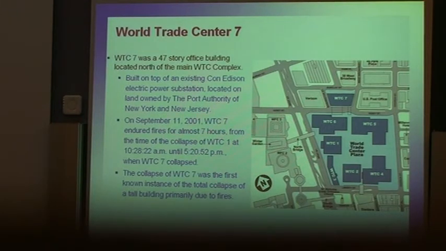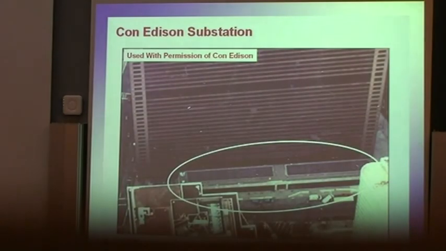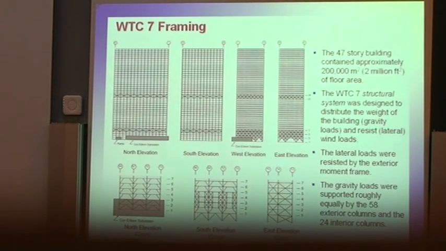On 9/11, the building endured fires for almost 7 hours, from the time of the collapse of World Trade Center 1 until 5:20 or 5:21 p.m. of that day. And that was the first known instance of the total collapse of a tall building primarily due to fire. And I will explain why that is the case. You can see here the north face of the building, and the Con Ed station is situated underneath that building, and that resulted in some changes to the structural design.